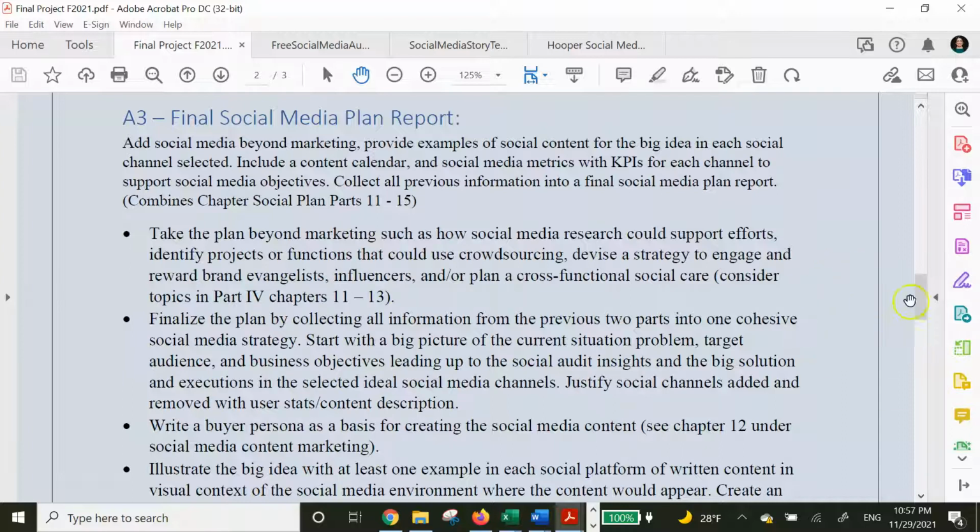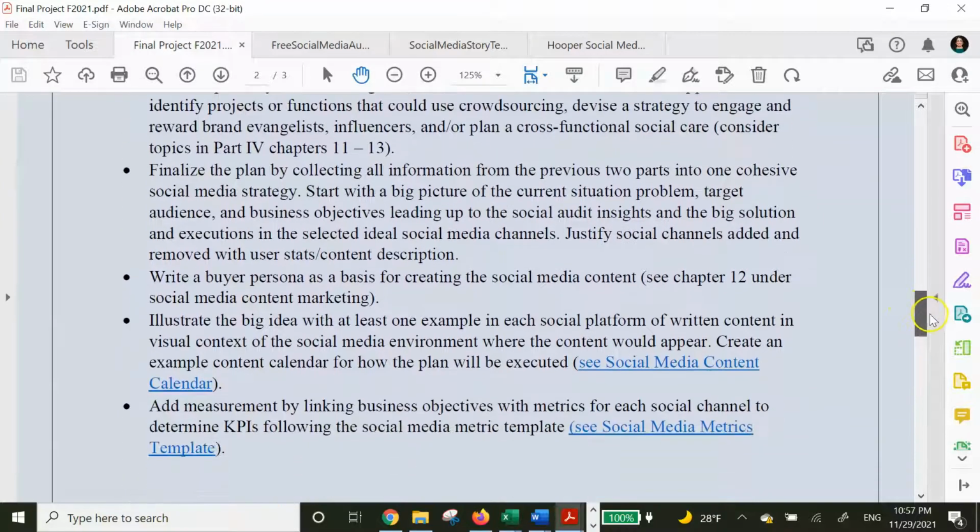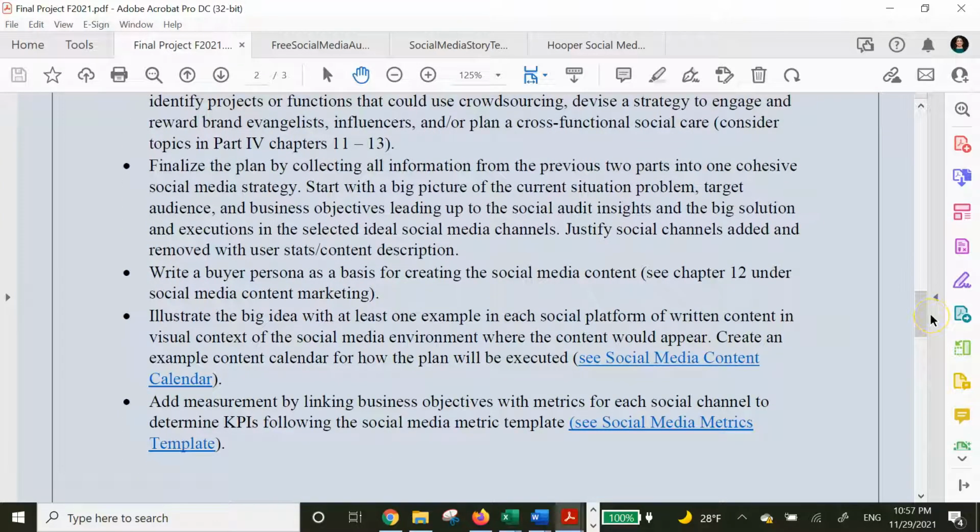In this section, you're going to have some mock ads, just like you are working on right now in discussion number 5. You're going to illustrate your big idea. You're going to have a social media calendar, and then you're going to discuss KPIs. KPIs are a topic that you're going to be discussing this week. So again, all these templates are going to be given to you.